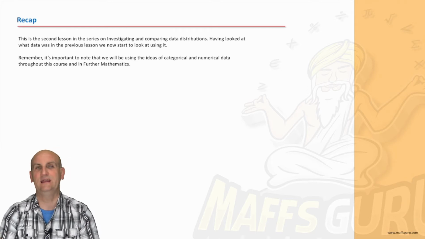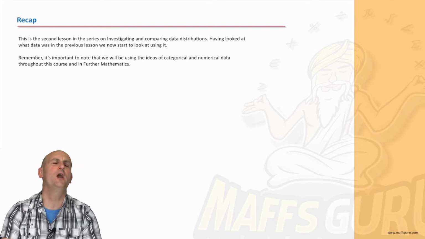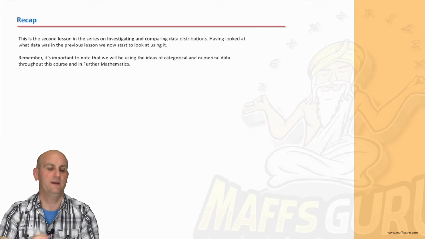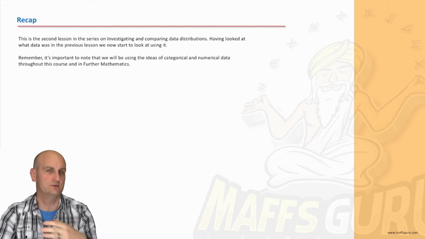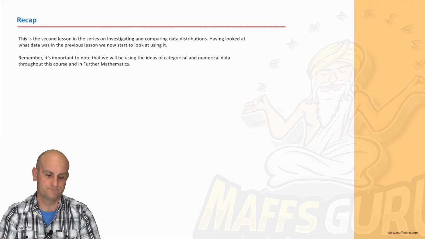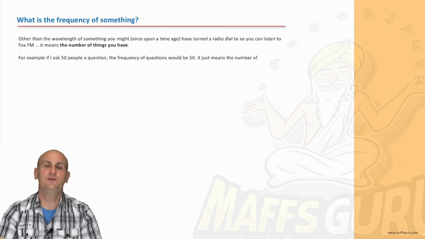All right, recap, it's a second lesson. In the last video, if you haven't seen it, we talked about categorical data, numerical data, and what data is, and how we can break those down into nominal, ordinal, discrete, and continuous. Now, what is the frequency of something?